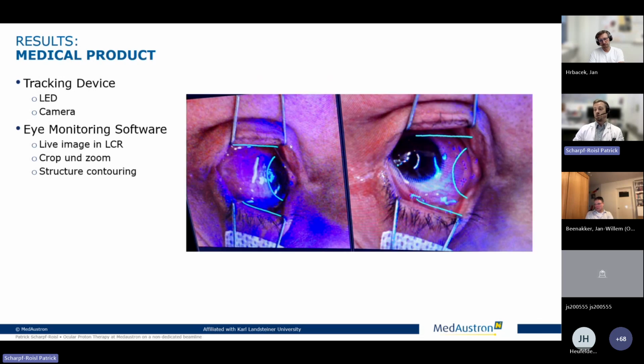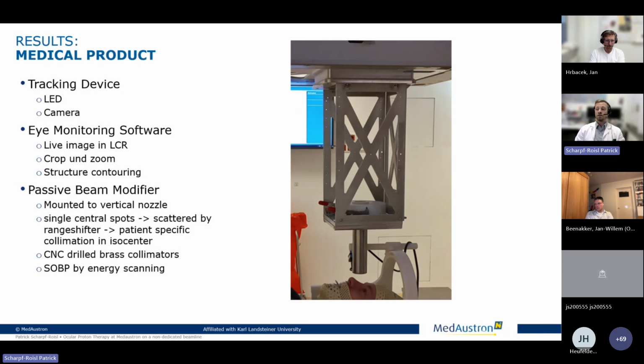The second part that of course belongs to the camera is eye monitoring software. It's a system that gives us a live image in a local control room with the opportunity to crop and zoom into the image that we take and see on the live image also structure contouring. That means we can verify with some contours whether the pupil, for example, is still in its position, but we also like to mark some anatomical structures like the eyelids or the eyelid retractors to differentiate between eye movement or head movement.